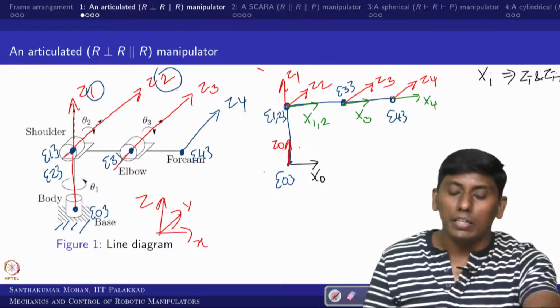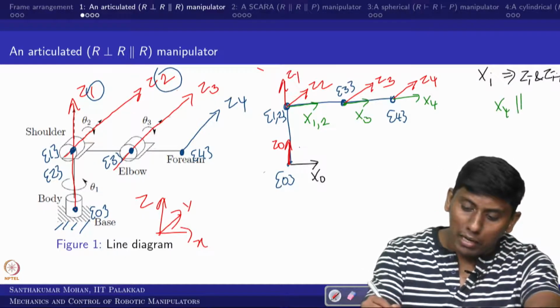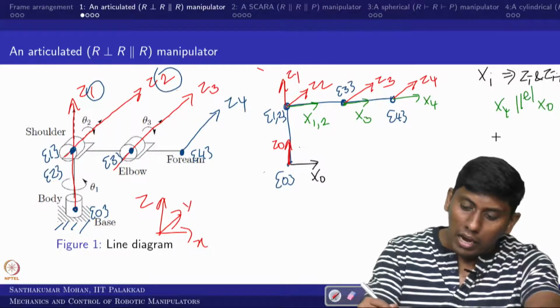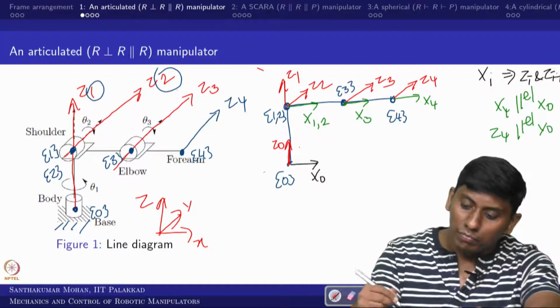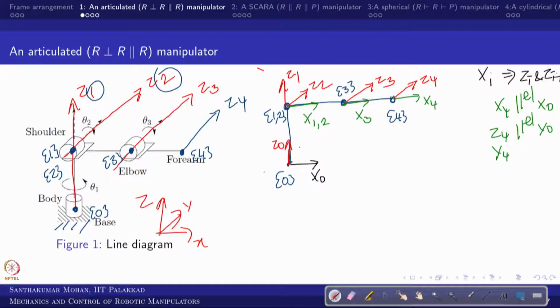So what is it giving? It is giving X4 parallel to X0 and Z4 parallel to Y0, okay. And what would be the Y4 direction? You can take the right hand rule again: this is thumb and this is forefinger going in, then only you can get it, right. So then you can see Y4 is parallel to Z0 but in the opposite direction. That is what you can see.